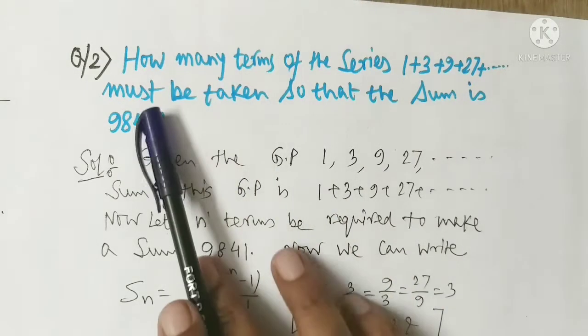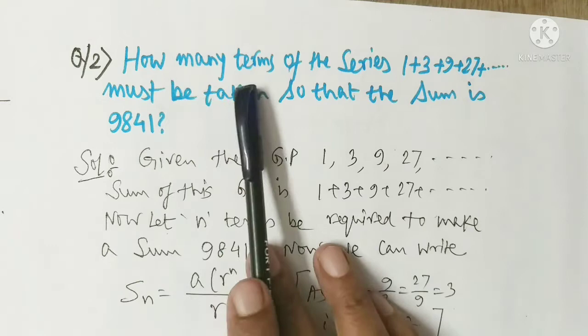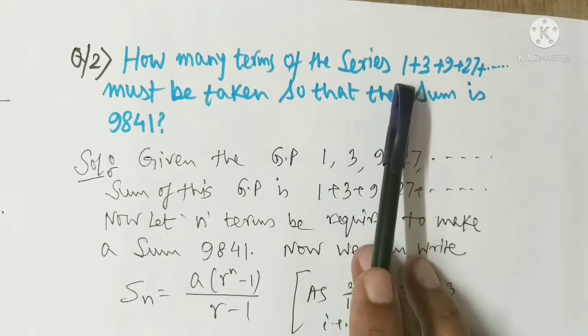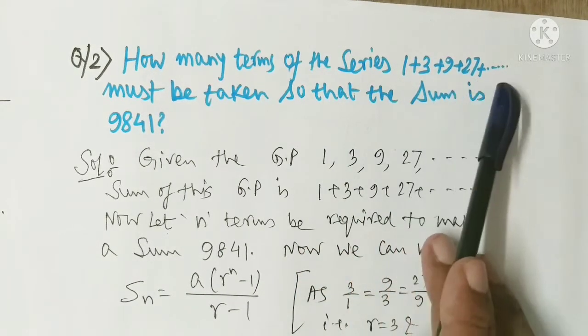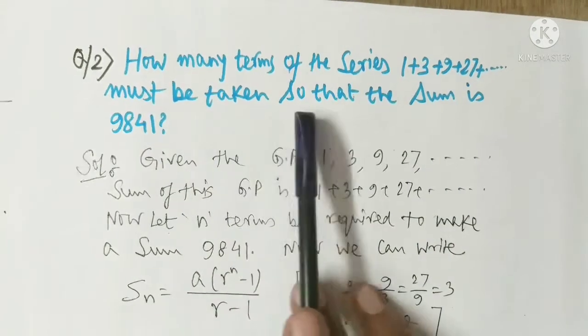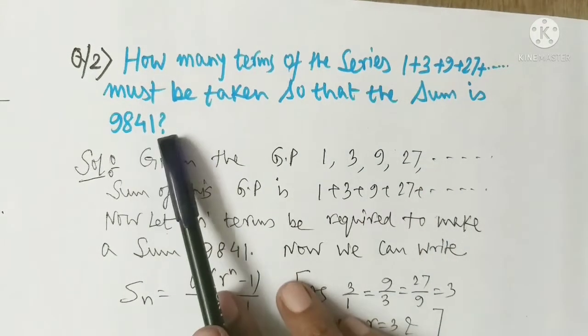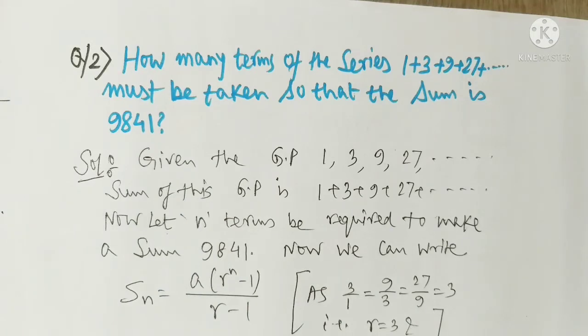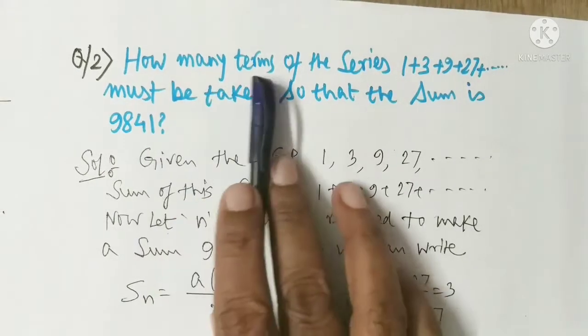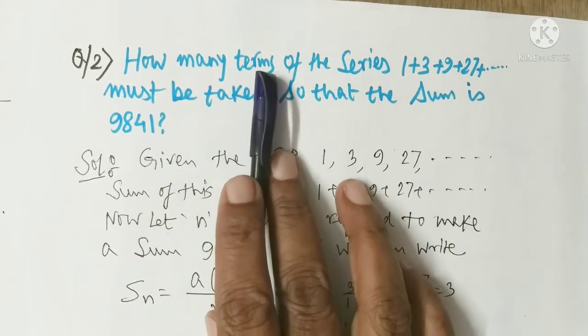Now we start the second problem. How many terms of the series 1 plus 3 plus 9 plus 27 plus so on must be taken so that the sum is 9841? In this case the sum is given as 9841, and the series is given as 1, 3, 9, 27. From the series we can find the first term and common ratio, and Sn is given. Therefore we have to find n, how many terms. The question is how many terms, that is, n is to be found.